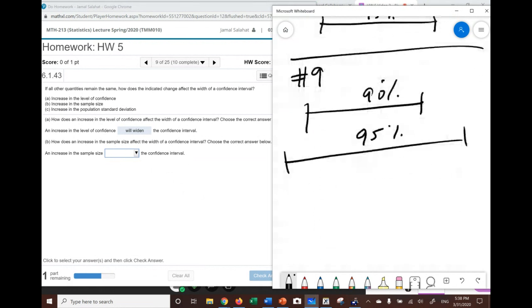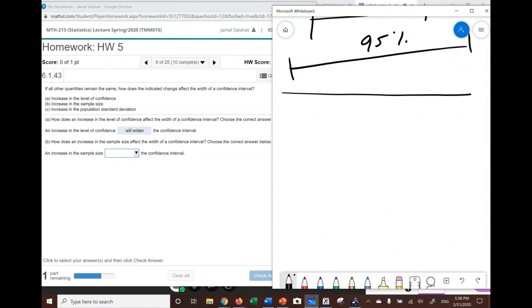Notice this one is based on this rule. Now the rule is the error is defined by Z critical times sigma over radical n. Earlier they said that if all other quantities remain the same. In other words, don't change this, keep it fixed. Don't change the n, keep it fixed. So what will happen in this case if we increase the sample size? Now we know that if we increase this, I'm sorry, I made a slight error in here, sorry. If this is radical n.